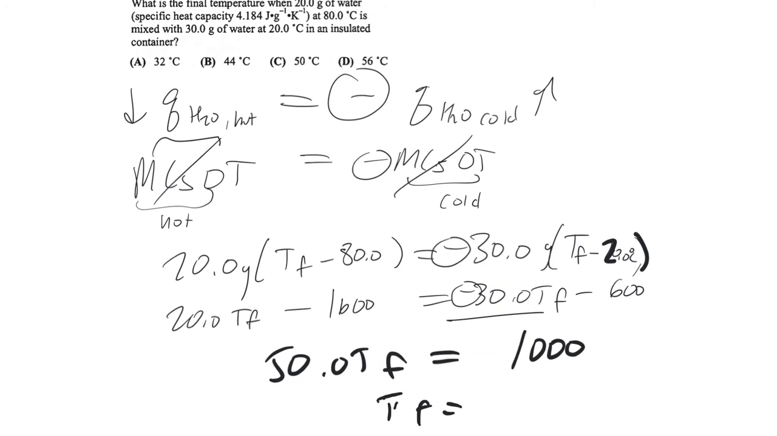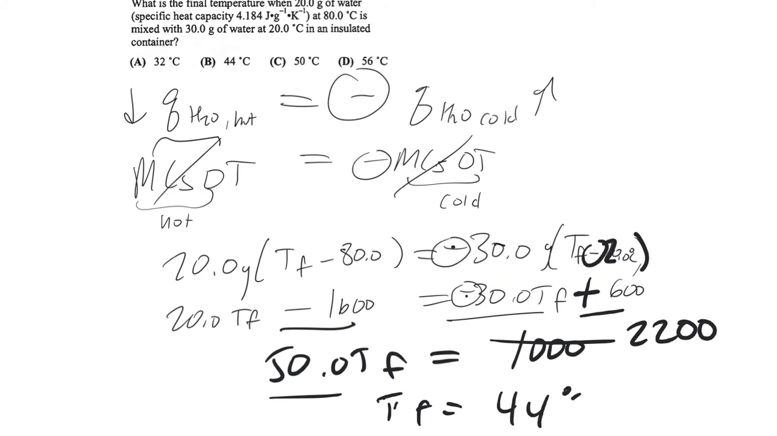That's not right. Hold on, what did I do wrong? I added 30 to both sides, you go to 50, and then add 600. Oh, I see the problem. This is plus 1600. Minus goes to plus, so 1600 plus 600 would be 2200. So 2200 divided by 50 is 44 degrees C. So our TF is 44.